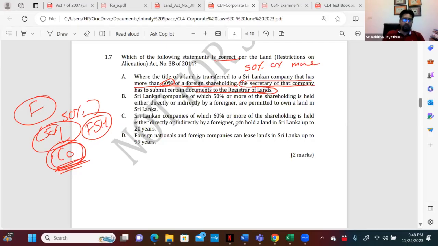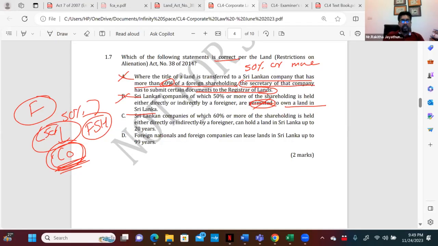50% or more. So please look at section 2 of the Land Restrictions on Alienation Act, number 38 of 2014. So this is wrong. Sri Lankan companies of which 50% or more of the shareholding is held either directly or indirectly by a foreigner are permitted to own land in Sri Lanka. No, it's the opposite. Prohibited. Not permitted, it's prohibited.